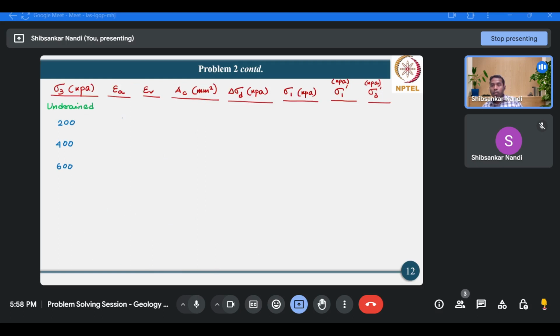If we follow the same calculations for the other two confining pressures as well, we can fill this table in this form. So it's 0.129, the Ac is 1302, this is 170.5, this is 370.5. This is not required.